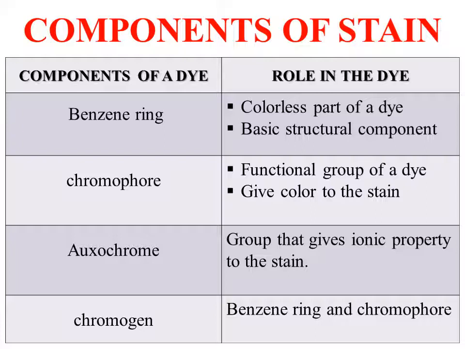Oxochrome is the one that gives ionic property to the stain, which is, whenever you add dye to a microorganism or cells which you want to study under a microscope, this oxochrome has the ionic property through which this dye will get attracted to the cell which you are going to stain. And the last one is chromogen. Chromogen is not an individual part. Together, benzene ring and chromophore are called chromogen. Chromogen is a word that describes a combination of benzene ring and chromophore.